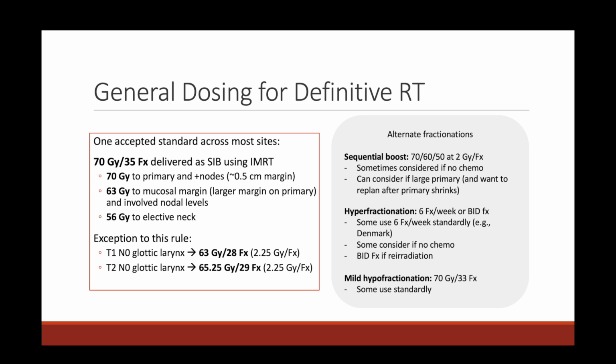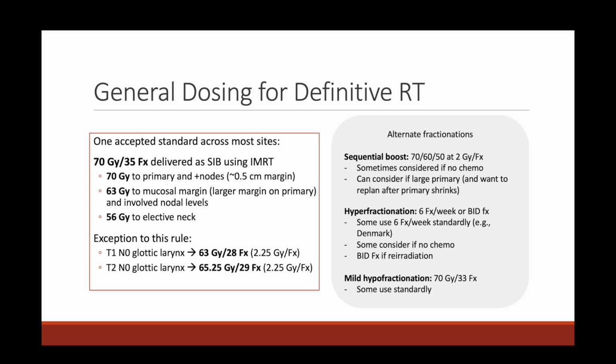The alternate fractionation regimens that we talked about, I'll try to touch on them and talk about when those are indicated. Most of the time with IMRT, it's better to do a simultaneous integrated boost because it helps to minimize the low dose spread. But sometimes we can consider a sequential boost at 2 gray per fraction. Some people will consider that if there's no chemotherapy being given. I've also seen it used in the situation where there's a very, very large primary, and we're hoping to replan after that primary tumor shrinks a little bit. So sometimes it might make sense to use a sequential boost rather than a simultaneous integrated boost.